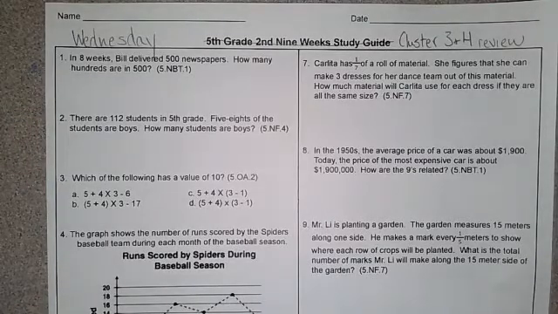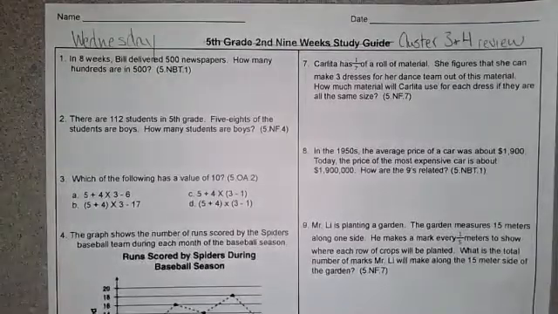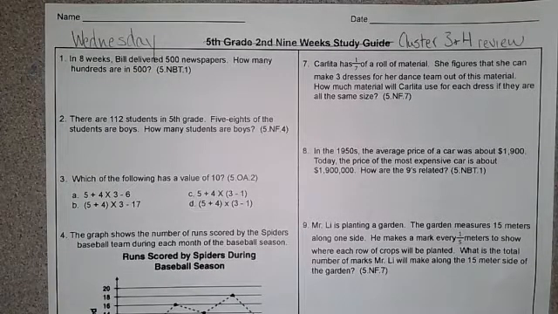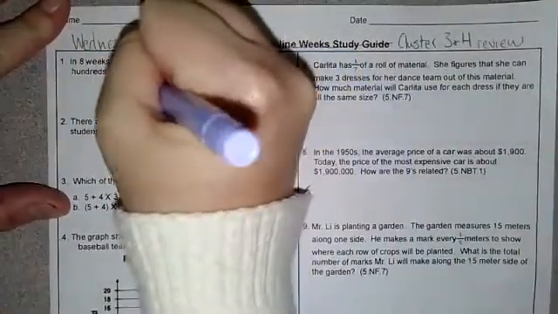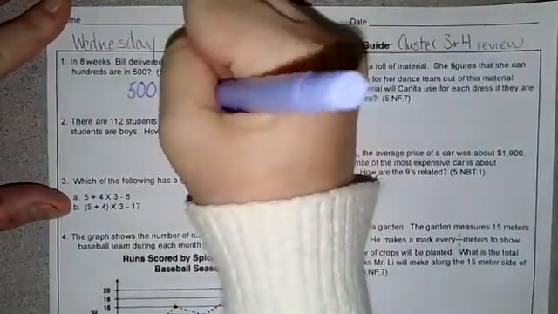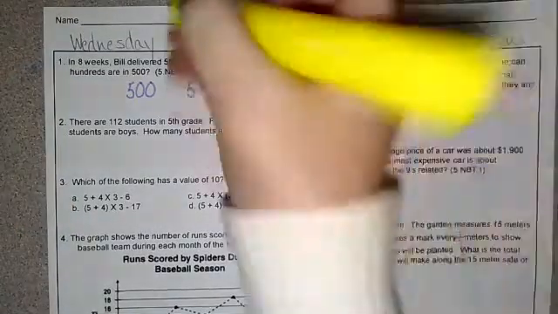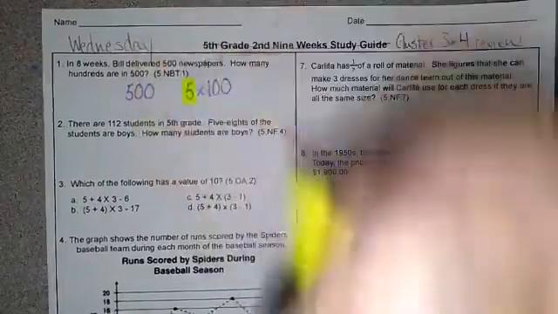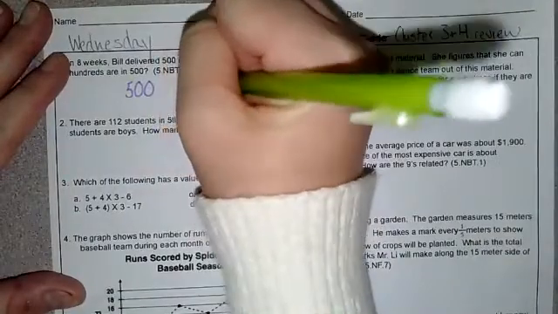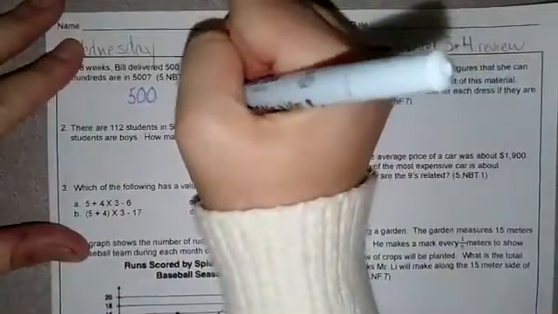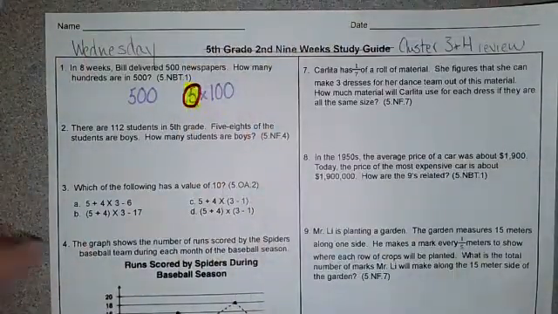In 8 weeks, Bill delivered 500 newspapers. How many hundreds are there in 500? This is not difficult. If you've got 500, that is 5 times 100. So how many hundreds are in there? There are 5. Miss Ross, it can't be that easy, but it is, Jaden. The answer to that one is 5. How many hundreds are in 500? There are 5. You guys, that's so easy. It is painful. It's so easy.